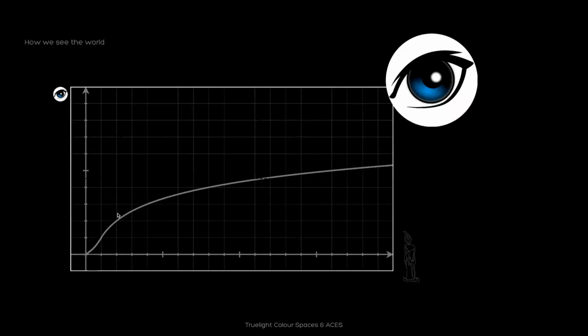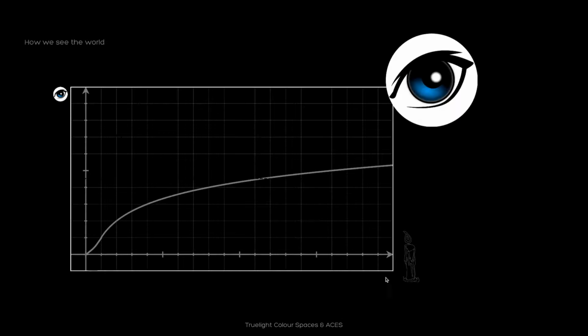If I put two candles in a room, the brain perceives two. But to get to a perceived brightness of 3, I need to add 4 candles. To raise the perceived brightness to 4, I need to add 8 candles, and so on. 8, 16, 32, 64, 128, etc.